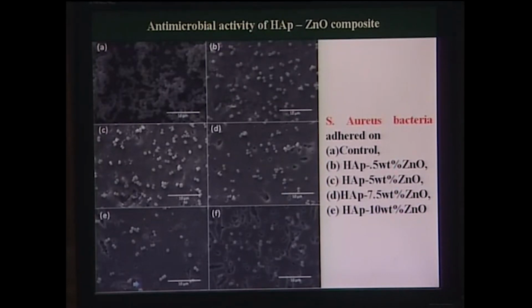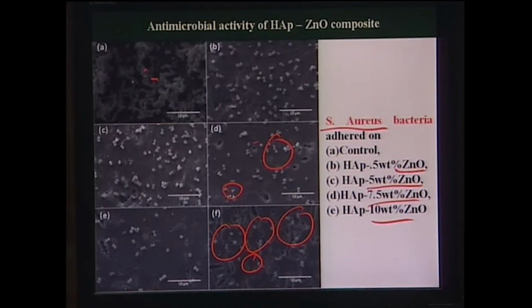Now a similar observation was also made using Staphylococcus aureus, that is the gram positive bacteria, which are cultured on the samples having 0.5% zinc oxide, 5% zinc oxide, 7.5 and 10% zinc oxide. In all these cases you can see that the number of bacterial cells is less, and there is not much bacterial colony formed, compared to what you have seen at the control disk as well as the lower amount of zinc oxide content. So with increasing zinc oxide content, we do see a noticeable change in the antimicrobial or bacterial activity on the material surface.